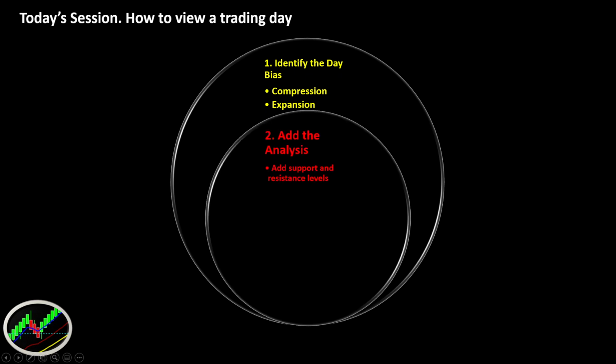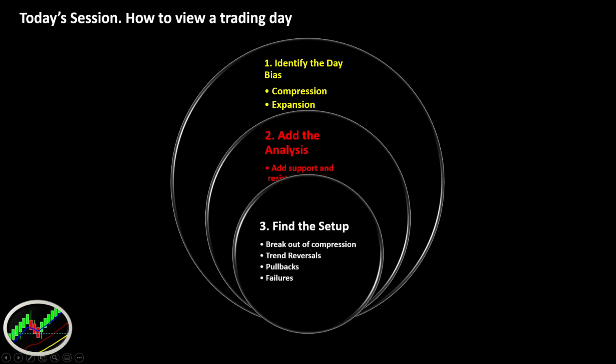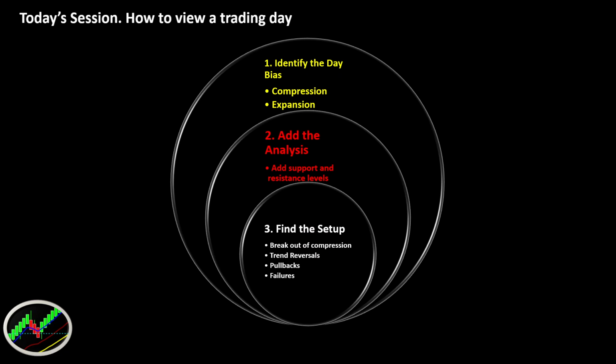range. Okay, so with that information, I identify the levels of support and resistance, and based on those, I sell at resistance and I buy at support. That would be the idea, right? And to do that, I rely on chart patterns that could be breakout of compression, trend reversals, and pullbacks and failures. Those are the ones that I use.